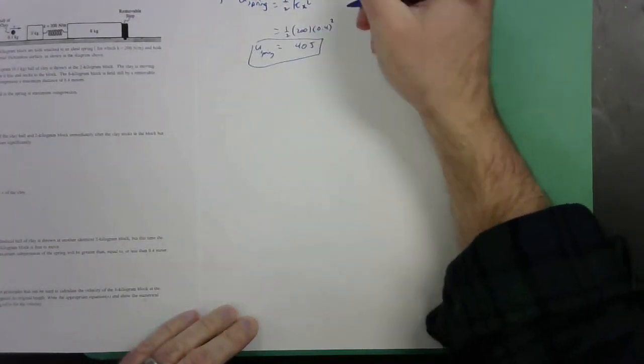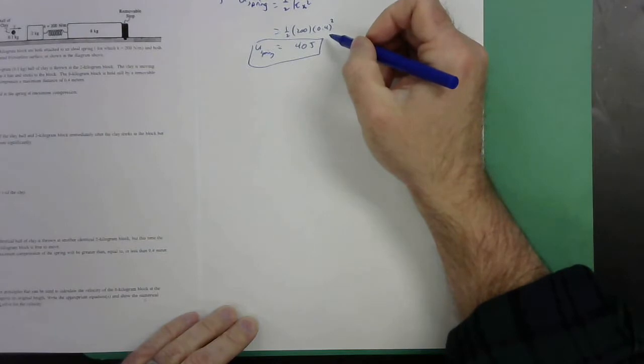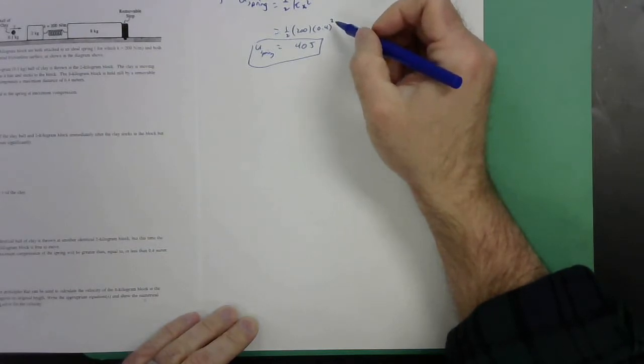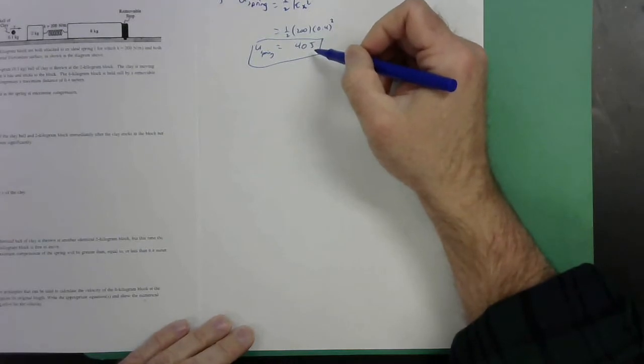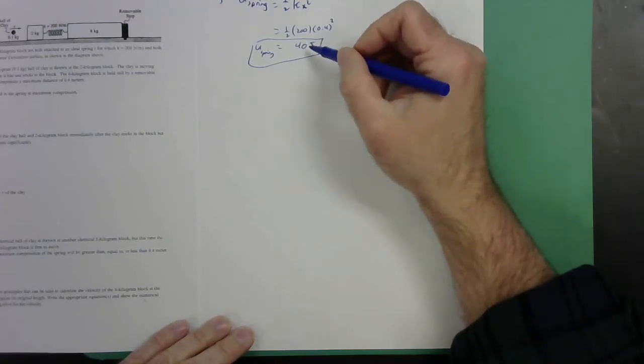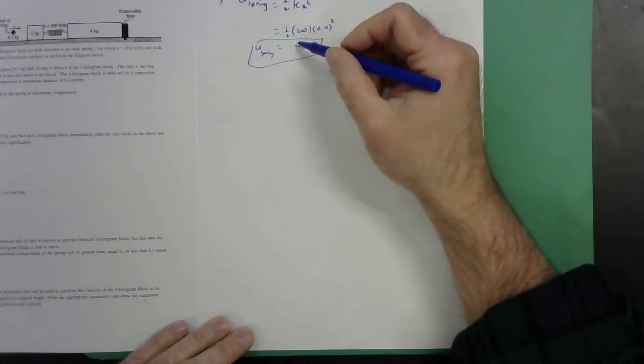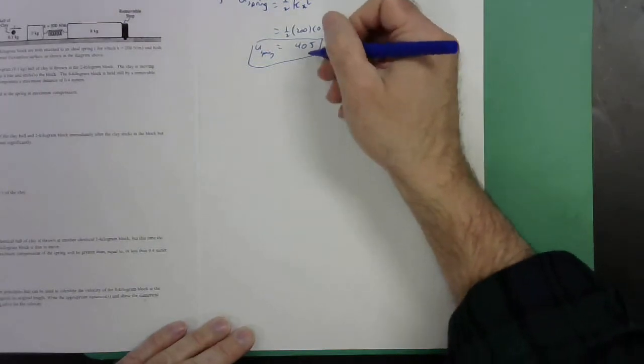Let's double check our work, shall we? And I find that I screwed that up. You know how I screwed that up? I didn't square that 0.4. Okay, anyway, if I multiply by 0.4, that's like multiplying by 4 and dividing by 10. 4 times 40 is 160, divided by 10 is 16.